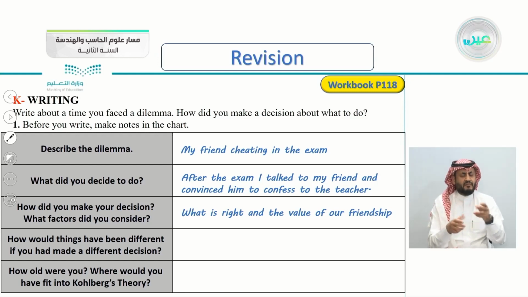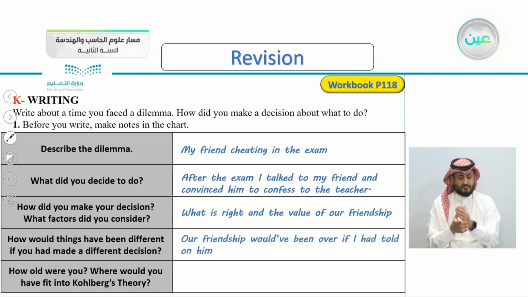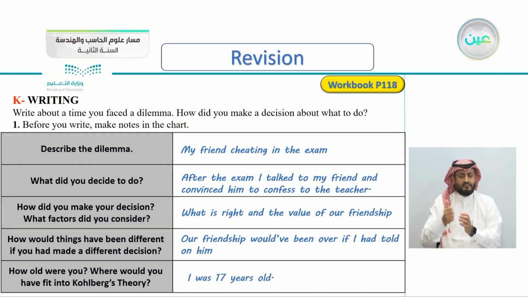How would things have been different if you had made a different decision? How old were you? And so on. Our friendship would have been over if I had told on him. So if I had made a different decision to blow the whistle on him, I think our friendship would have been over. And how old were you? I was 17 years old.